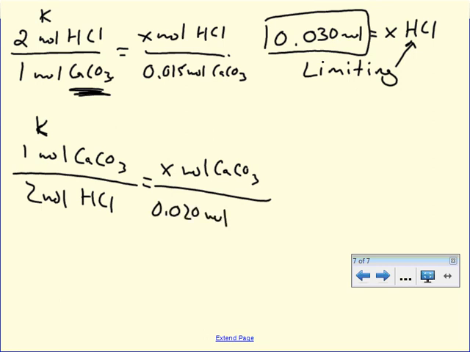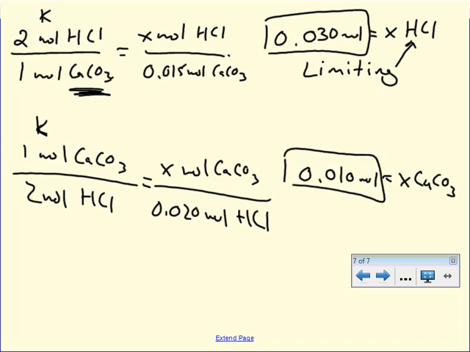0.020 moles HCl. Do my quick math here. I have 0.02, 1 over 2, 0.01 mole calcium carbonate. Well, this is less than the 0.015 I have. So this is less, therefore this is excess. So right now I know what's my limiting and what's my excess. I don't have to do both these calculations. I'm just showing you it works either way.